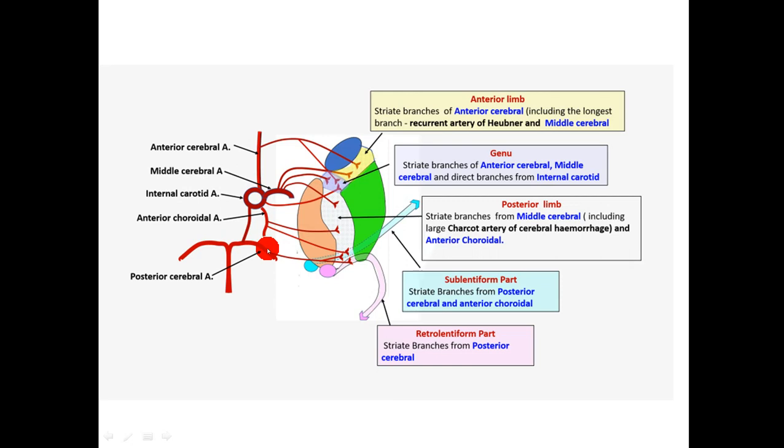To repeat again, the anterior cerebral artery will supply the anterior limb and the genu. Middle cerebral artery will supply the anterior limb, genu and most of the posterior limb. The anterior choroidal artery will supply the posterior limb and the retrolentiform part, and the posterior cerebral artery will supply retrolentiform and the sublentiform part.